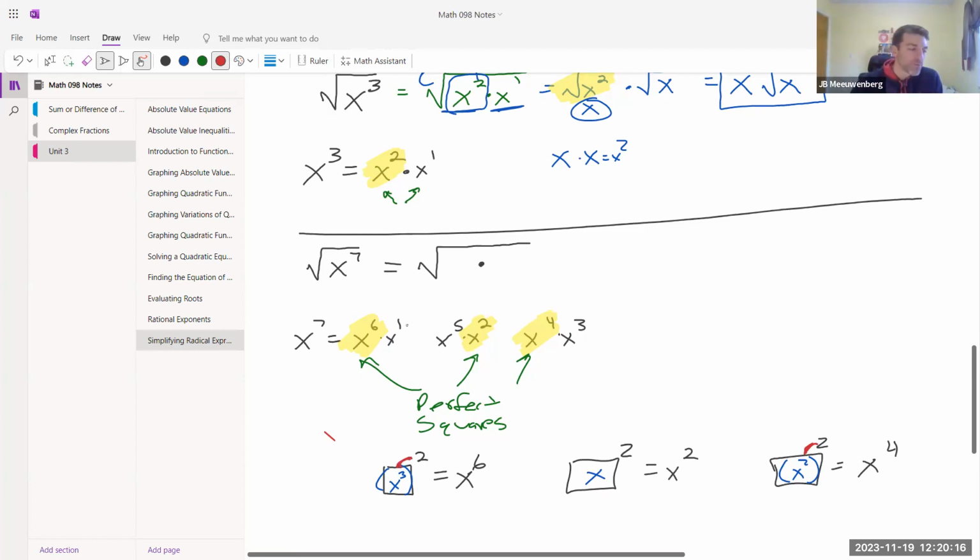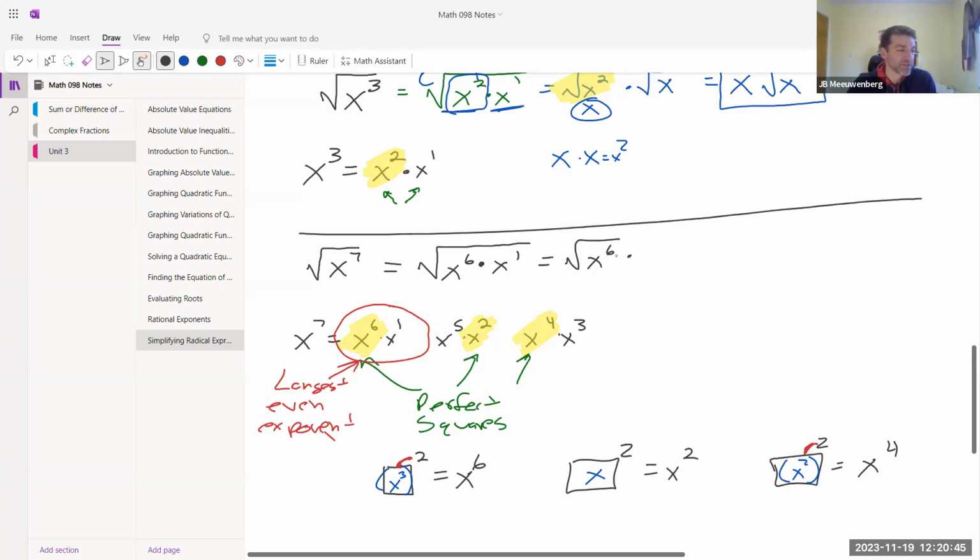So if we go back to what we're doing, we're trying to use the biggest perfect square, and it's always going to be the largest possible even exponent. That's what you're trying to do, okay? So we're going to separate x to the seventh into x to the sixth times x to the first. We're going to then break it into two separate radicals, the square root of x to the sixth, and then the square root of x to the first. We're then going to take the square root of the even powered one.